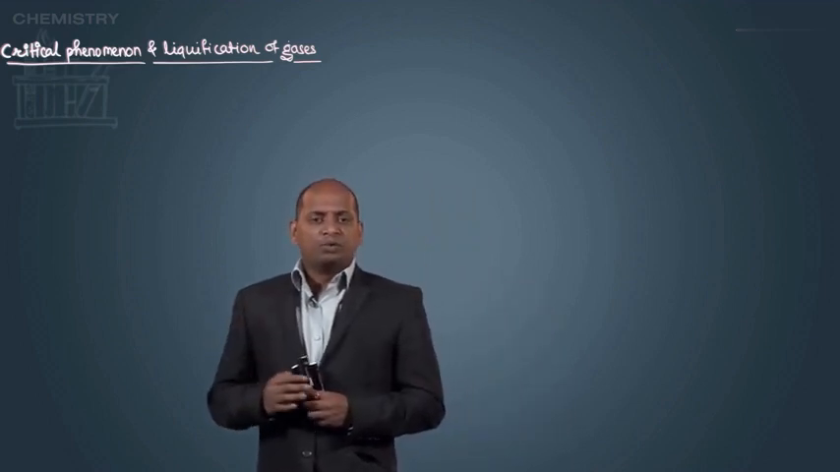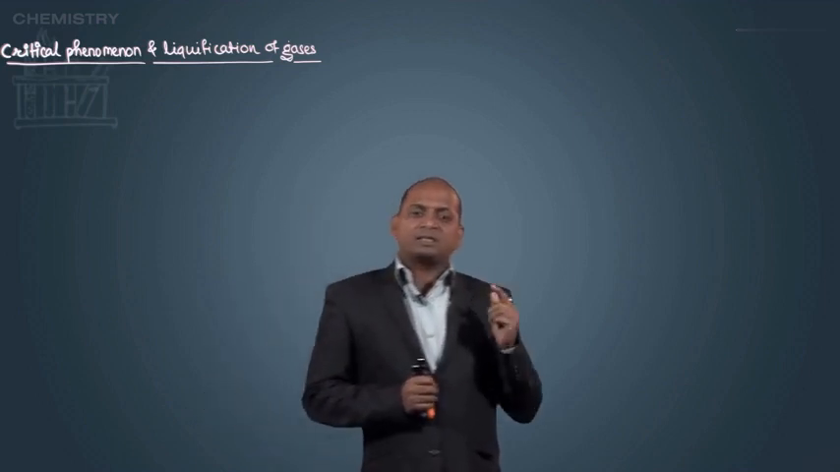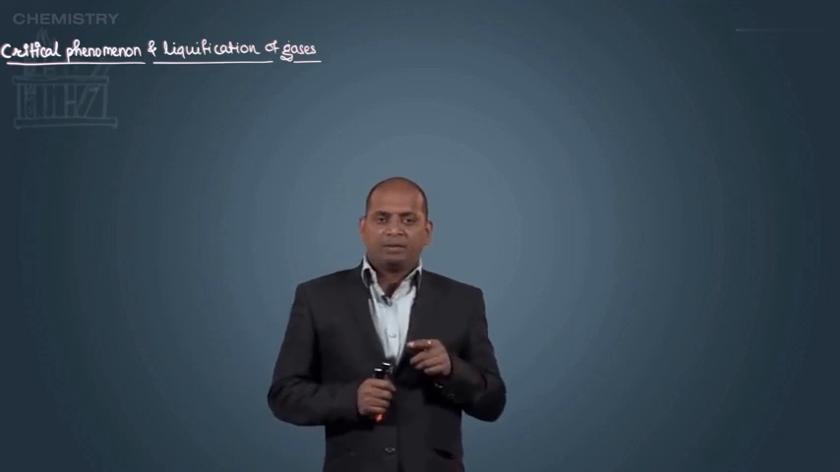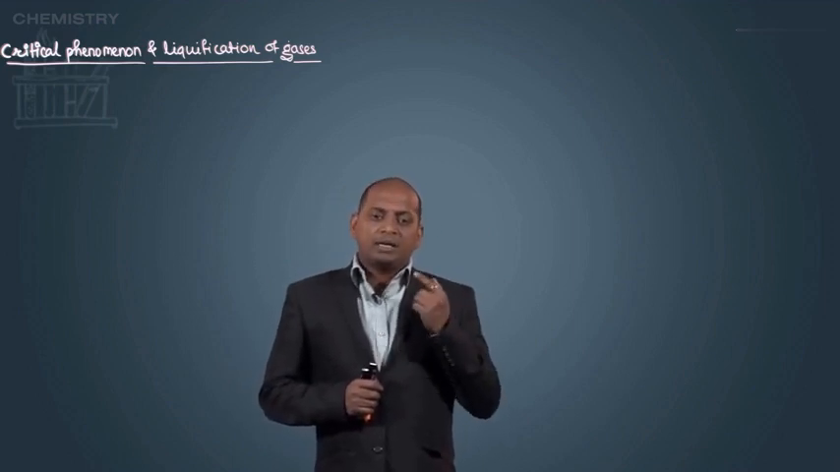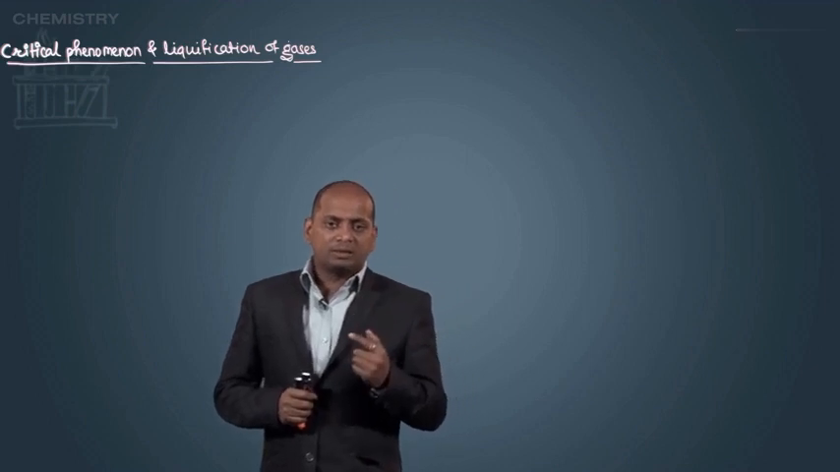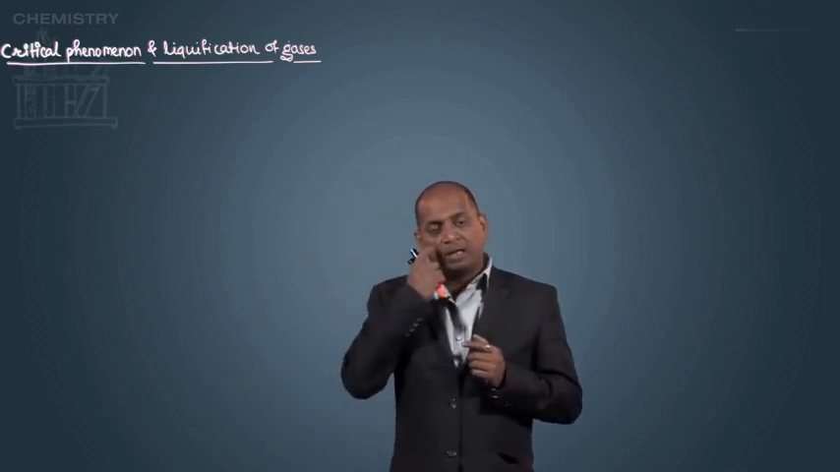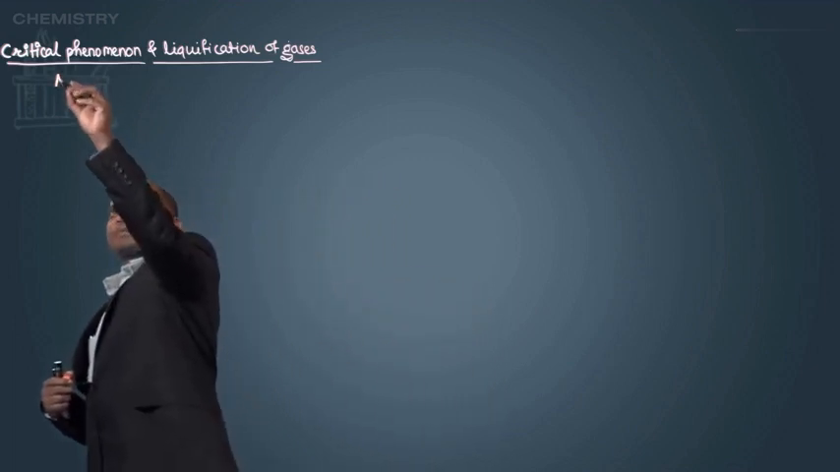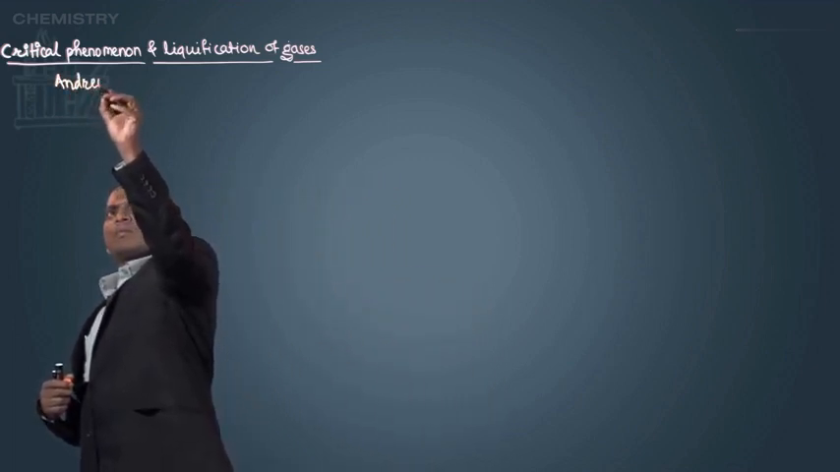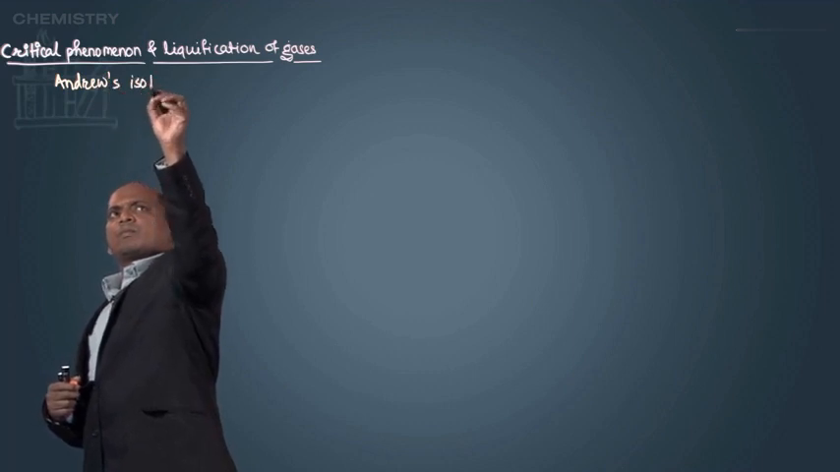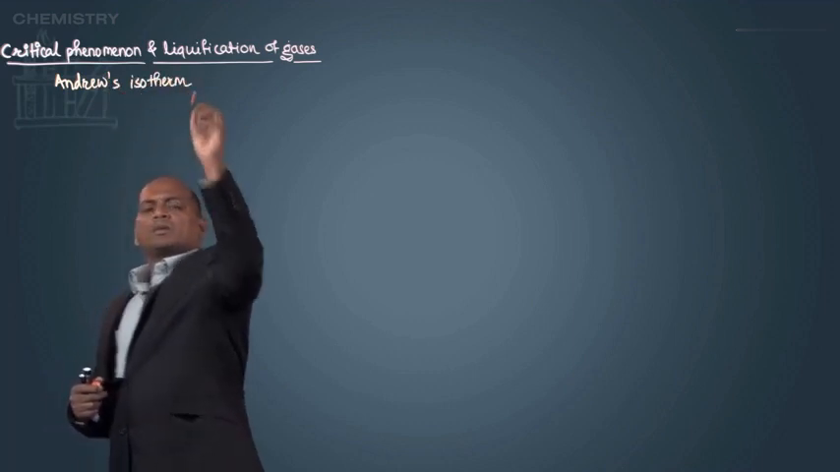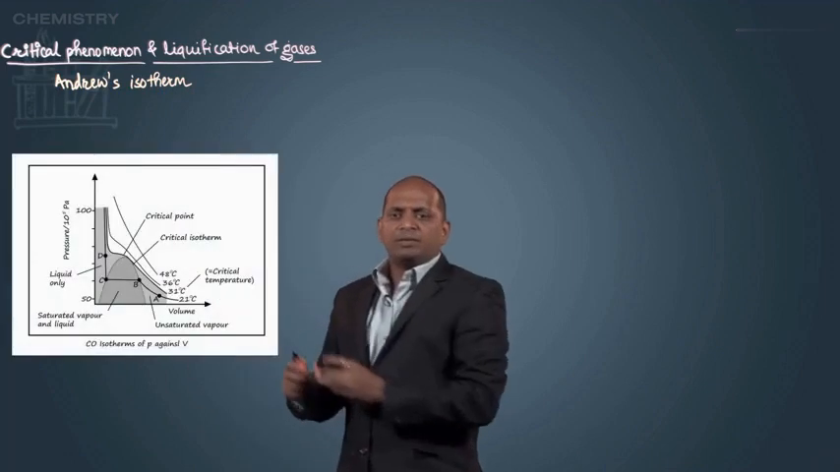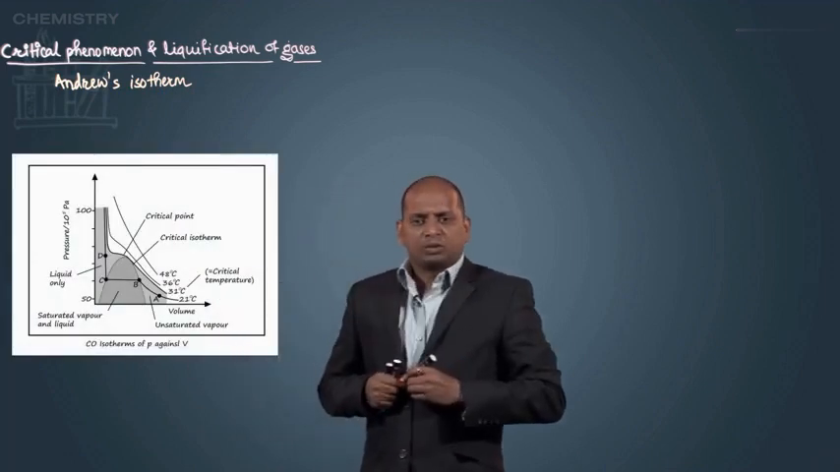He plotted pressure versus volume at various temperatures. At a particular temperature he plotted a graph, then he changed the temperature. He did the experimental analysis and this graph is obtained, which is also called Andrews' isotherm. So, this is the graph which represents Andrews' isotherm.